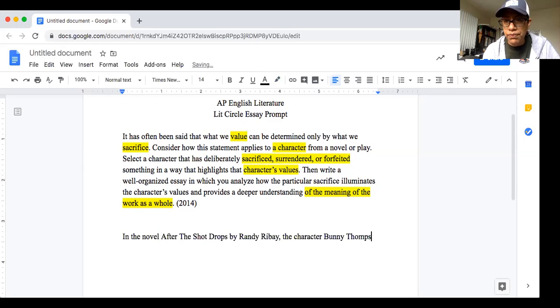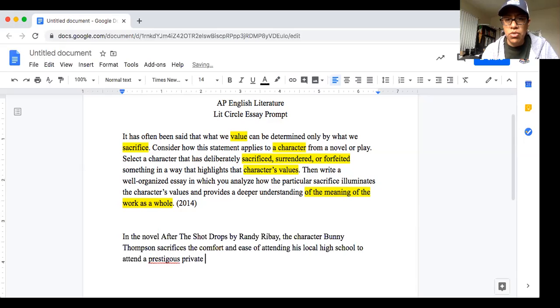Thompson sacrifices the comfort and ease of attending his local high school to attend a prestigious private school in order to have a successful basketball career.